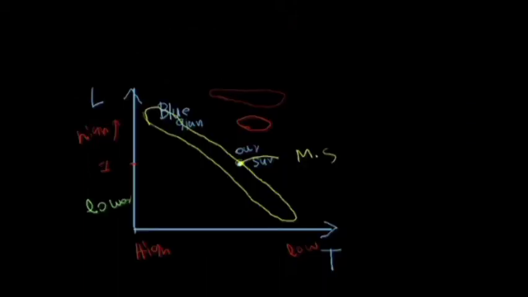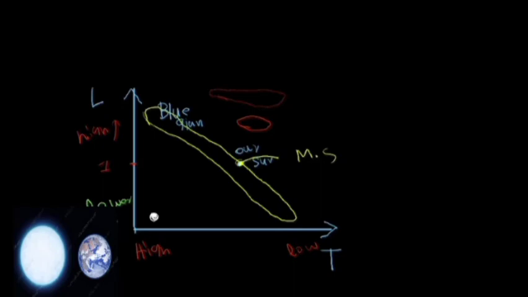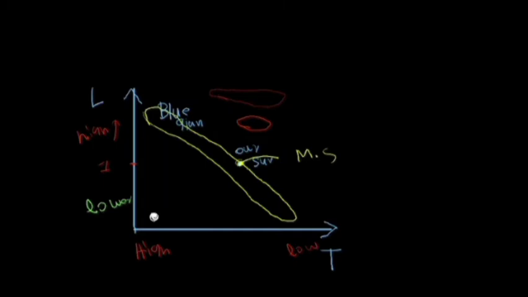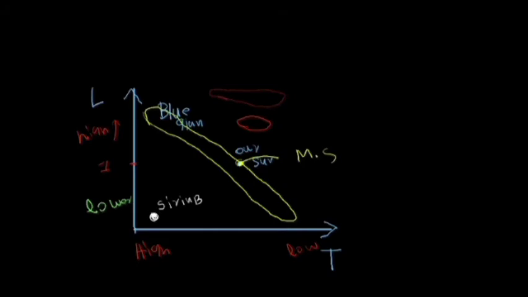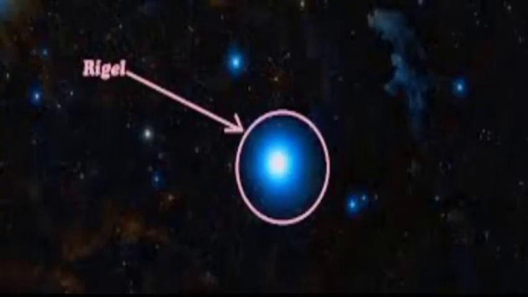And another very important thing is the white dwarf. They are extremely hot objects, but the luminosity is extremely low. Even though they emit high energy, the star is very small. A white dwarf is normally the size of the Earth or a little bit bigger. For example, Sirius B.